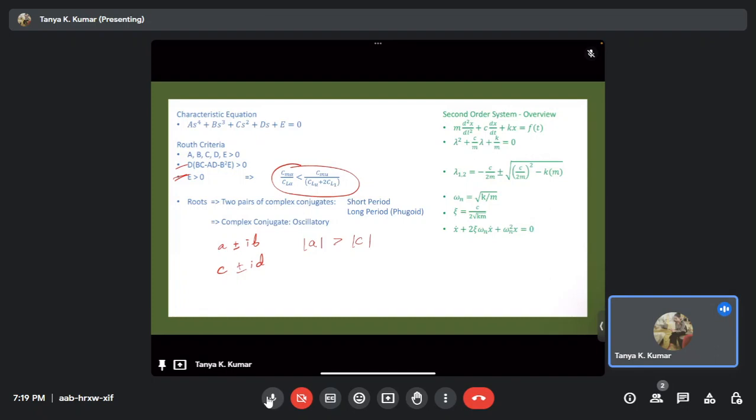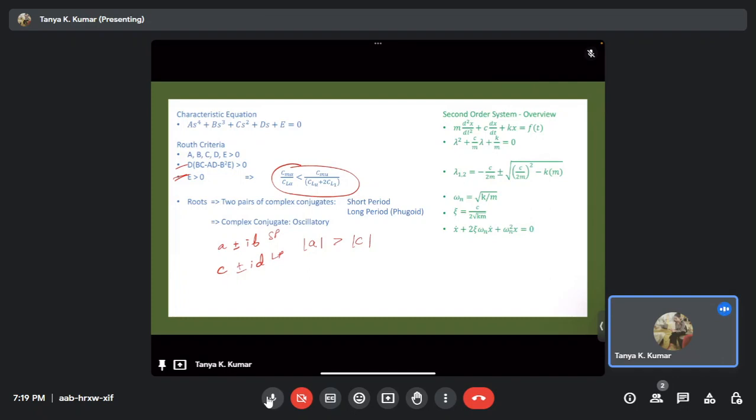So the a plus ib corresponds to short period, right? So this is short period and this is long period. The one with the larger magnitude of the real part of the root corresponds to the short period. Then we had seen how each of these roots, the equations associated with each of those roots, can be compared to a typical second order system, which in turn gives you the short period damping ratio and the short period natural frequency. Similarly for the long period.